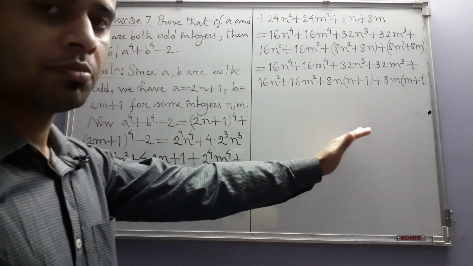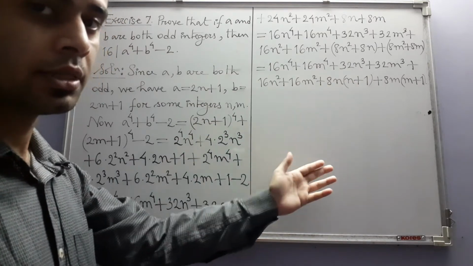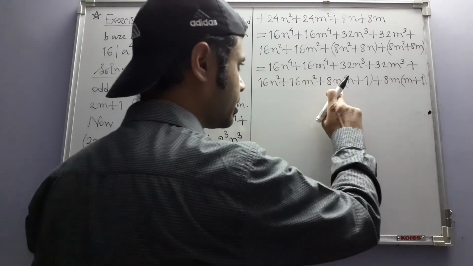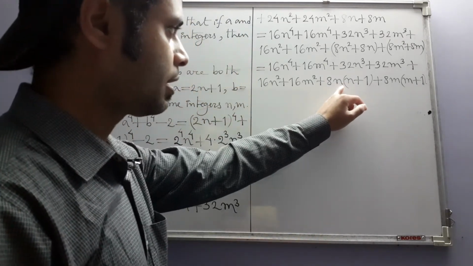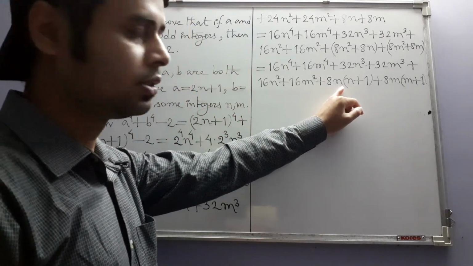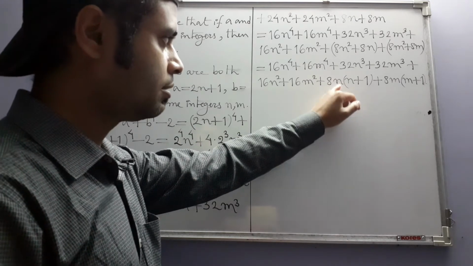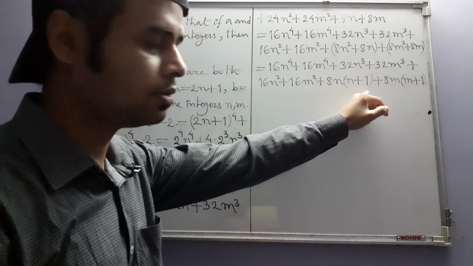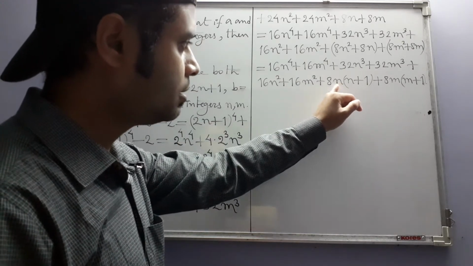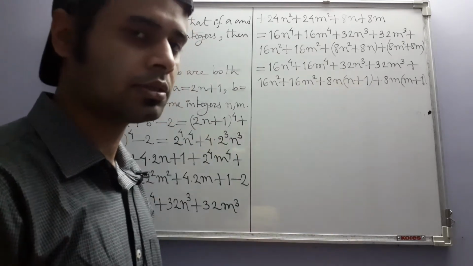They are divisible by 8. But what about by 16? Note that as an integer, n is either even or odd. If n is even, then n is divisible by 2, so this term would then be divisible by 16. However, if n is odd, then n plus 1 is even.